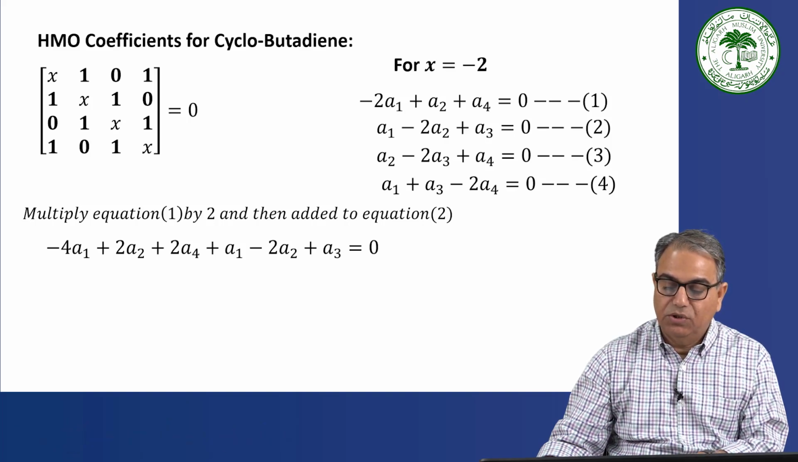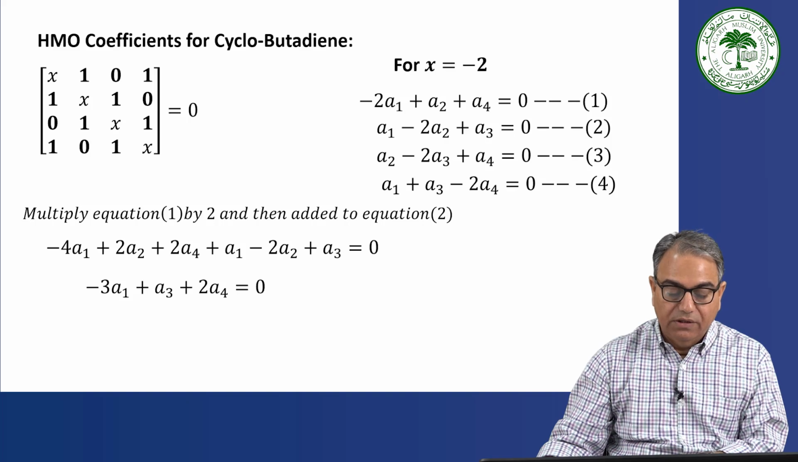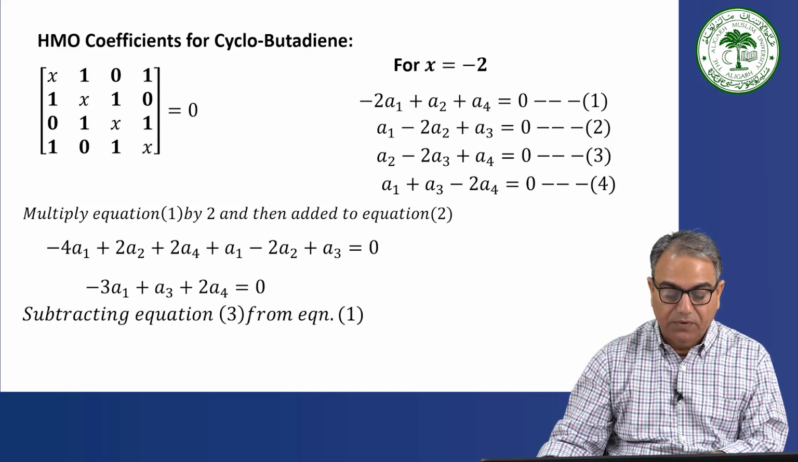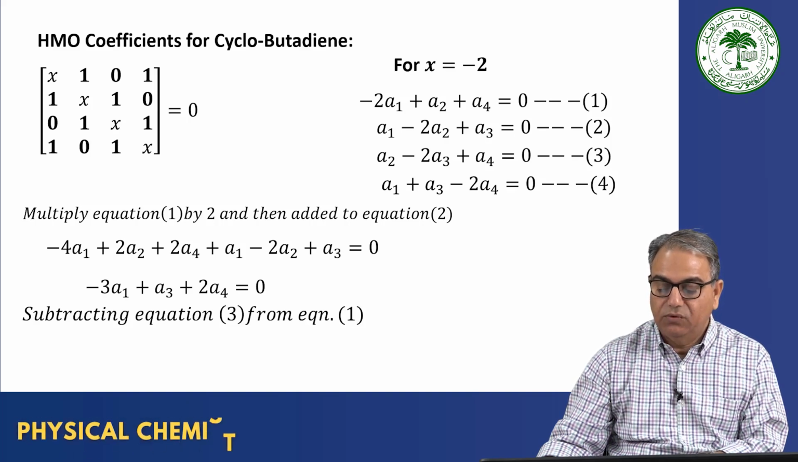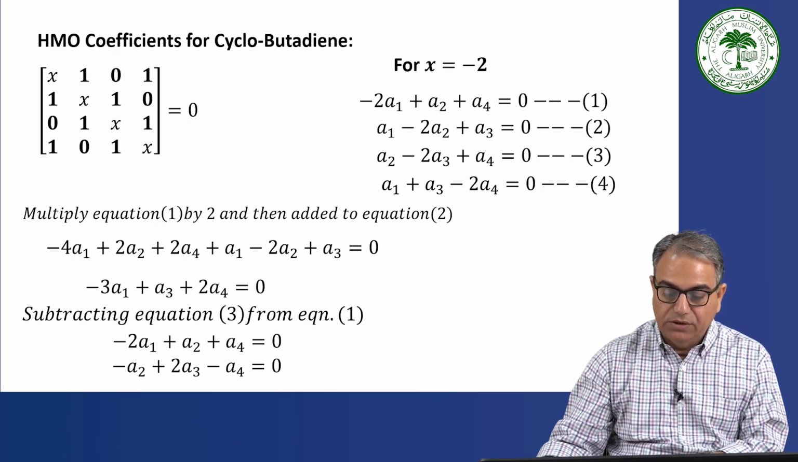So what do you get? Because both equations are equal to 0, finally you will get 0 whether you add it or do whatever. So finally what you get is minus 3a1 plus a3 plus 2a4 is equal to 0. Then, subtracting equation 3 from equation 1, equation 1 is minus 2a1 plus a2 plus a4 is equal to 0, and equation 3 is minus a2 plus 2a3 plus a4 is equal to 0.